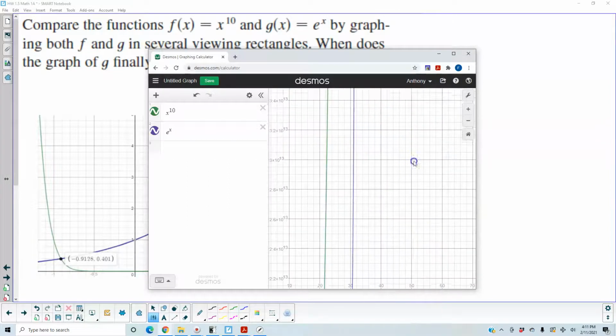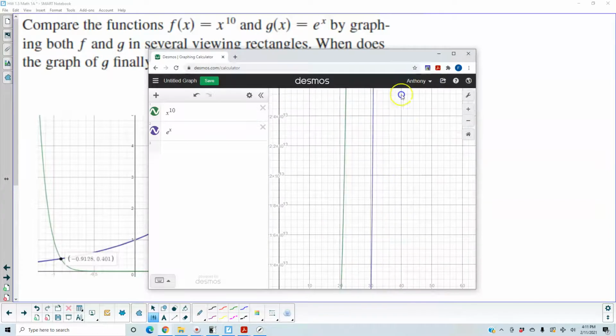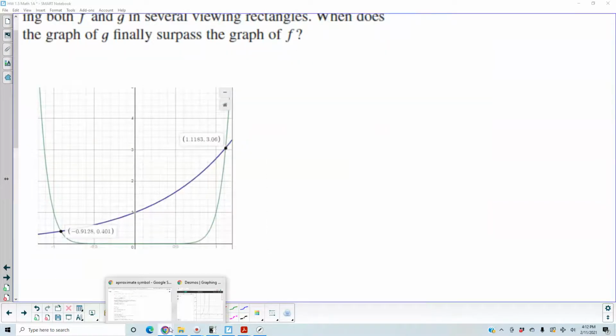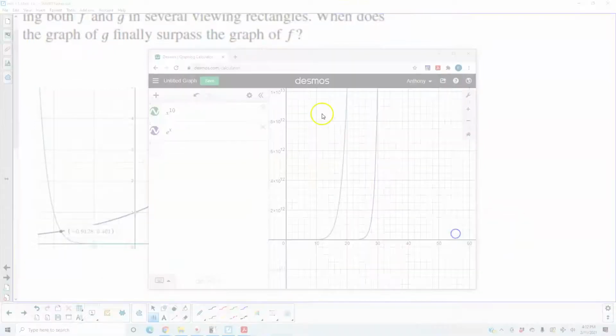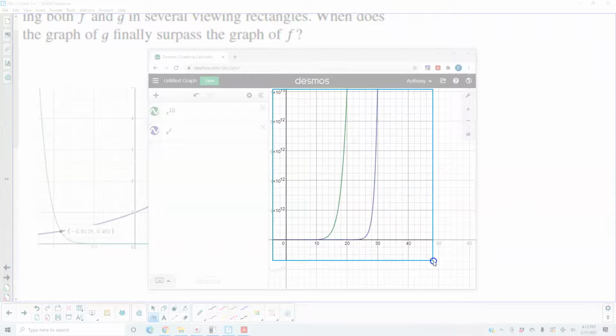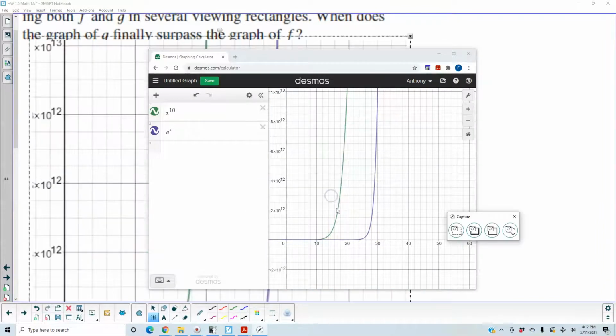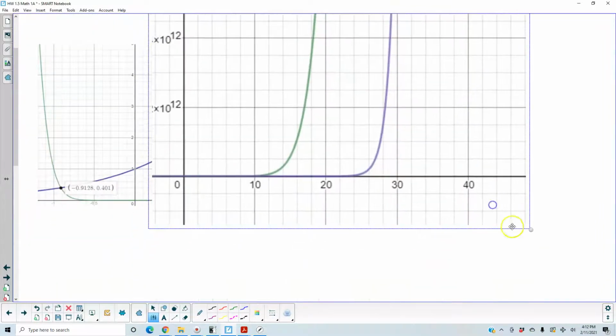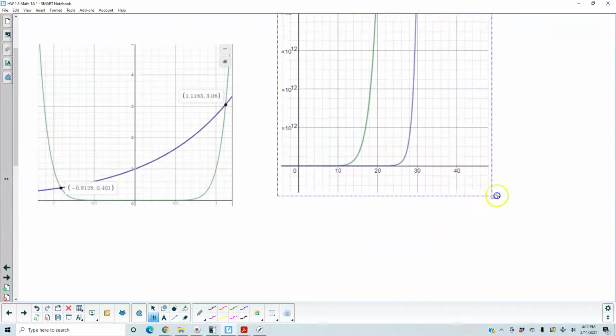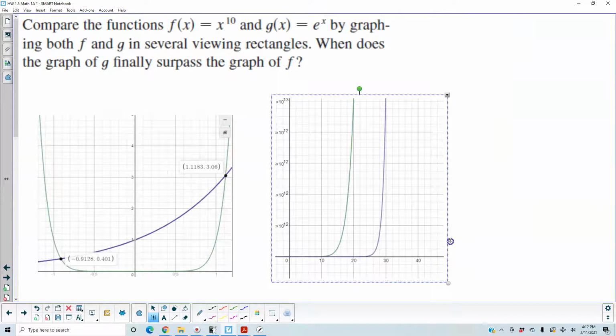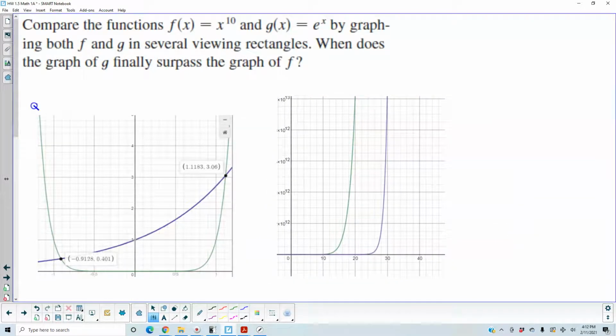So, what's happening with this graph? Well, we can see that the one in purple represents e to the x. The one in green represents x to the 10th. So let's make sure that we note that. Again, the green is x to the 10th, and the purple is e to the x.